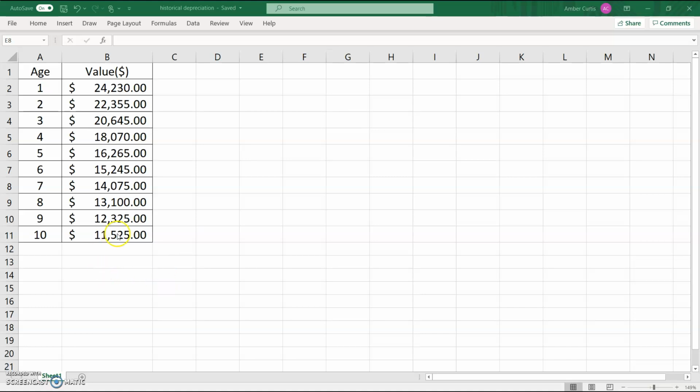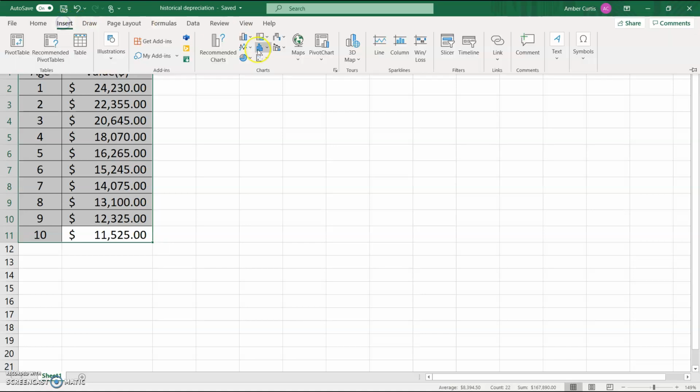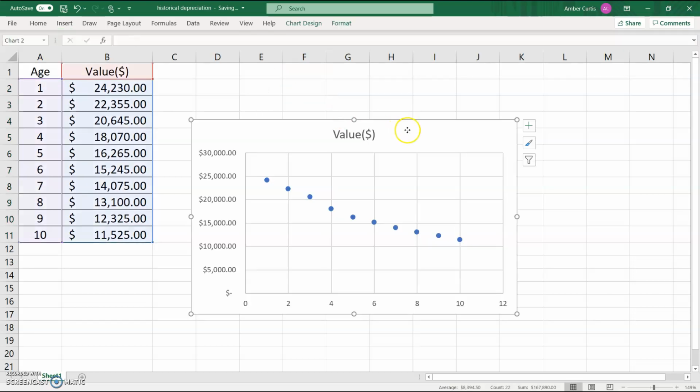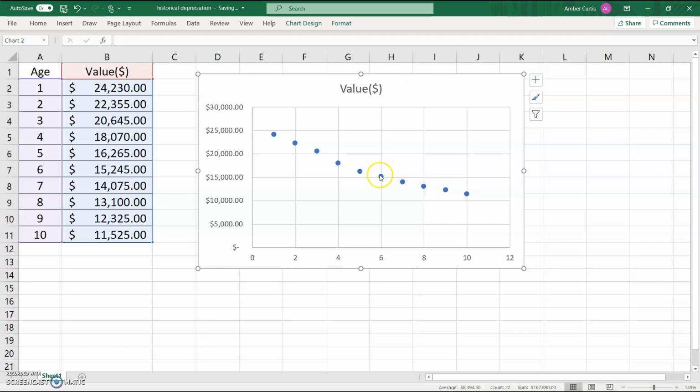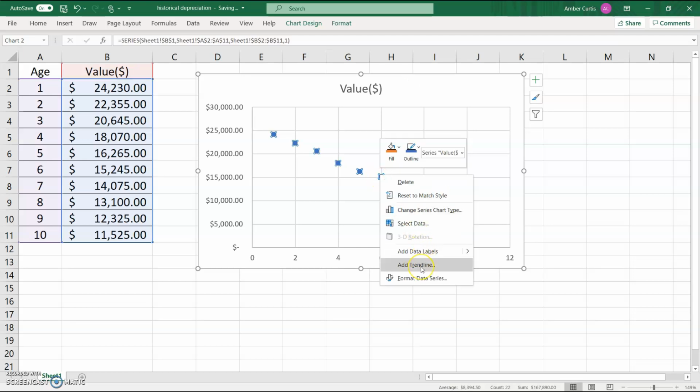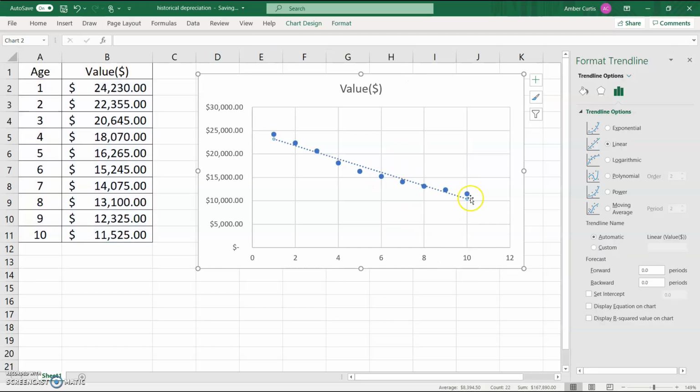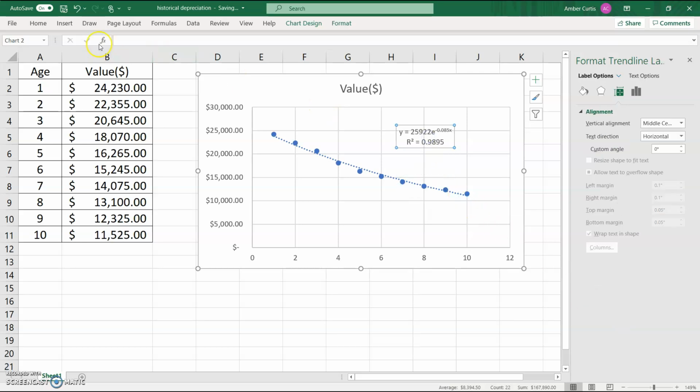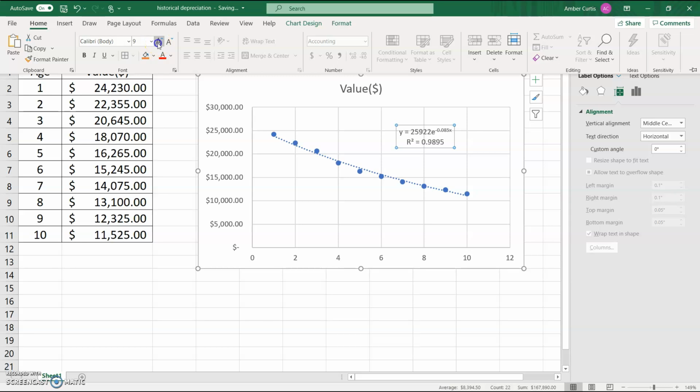So for your warm-up, you were supposed to type this information into Excel. Now what we're going to do is create our scatter plot, which you likely already have. So we select both columns of our table, insert scatter plot. We right-click a point, add our trend line, tell it to be exponential, and we're going to display our equation and our r squared value on our graph here.